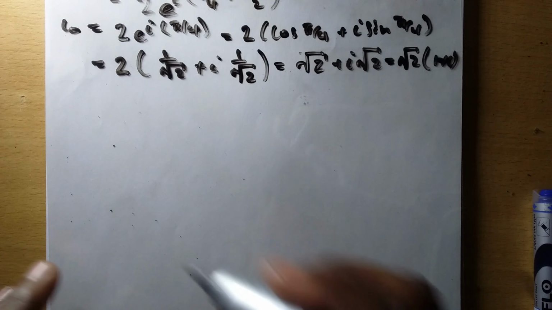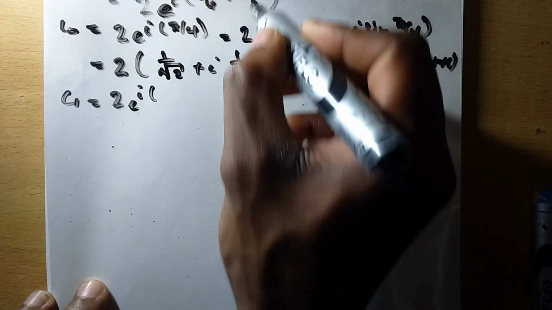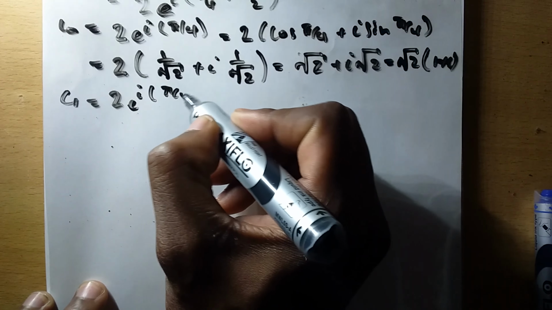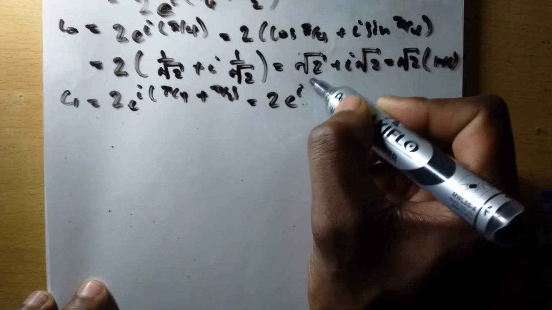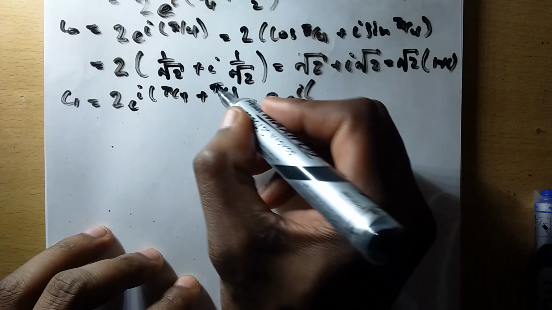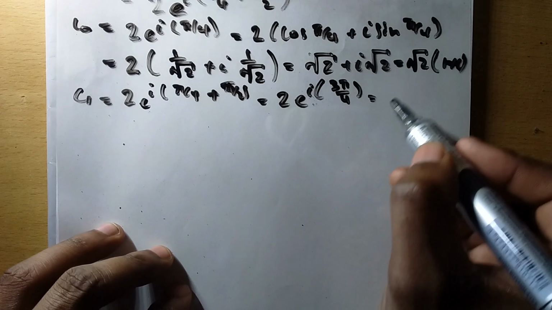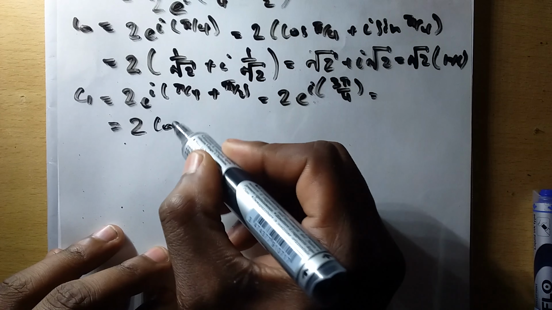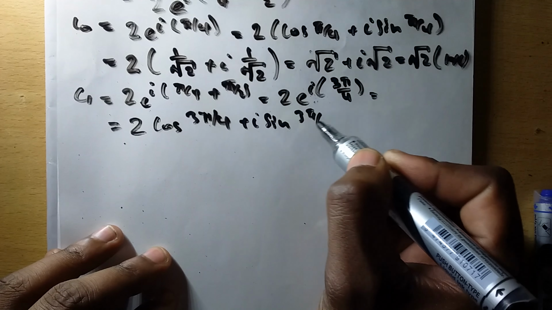Let us find the second root. C1 is 2 e to the i, and now k is 1, so it's going to be pi over 4 plus pi over 2. Pi over 4 plus pi over 2 will be equal to 3 pi over 4. Sorry about that, guys. So this will be just 3 pi over 4, written as 2 times cos of 3 pi over 4 plus i sine of 3 pi over 4.